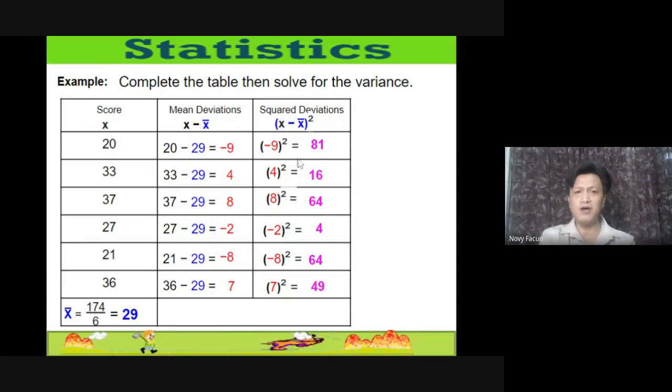Okay, and then, kapag nakompleto na natin yung square deviation, you can now get the summation of this square deviation. Okay, ibig sabihin, i-add lang natin, di ba?